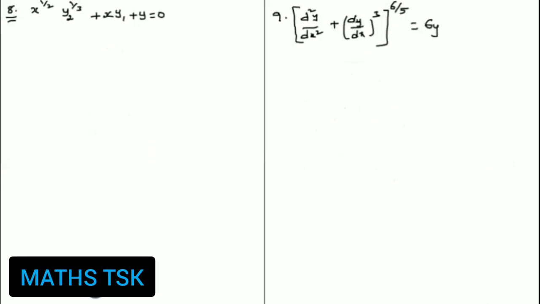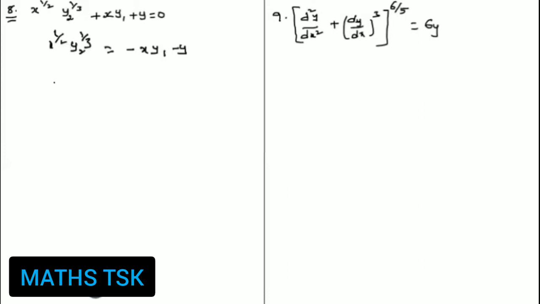Next, go for the next one. x to the power of 1 by 2, y2 to the power of 1 by 3, and then x into y1 plus y is equal to 0. So what can you write this as? You can write this as x to the power of 1 by 2, y2 to the power of 1 by 3 is equal to minus (xy1 minus y).